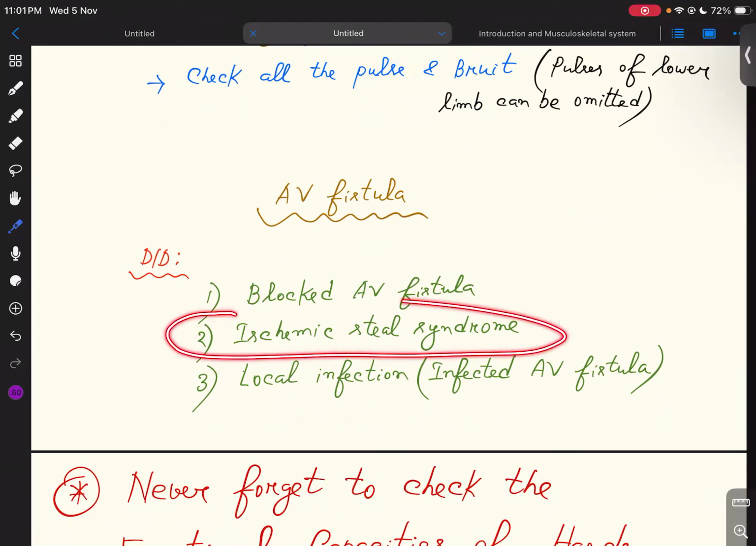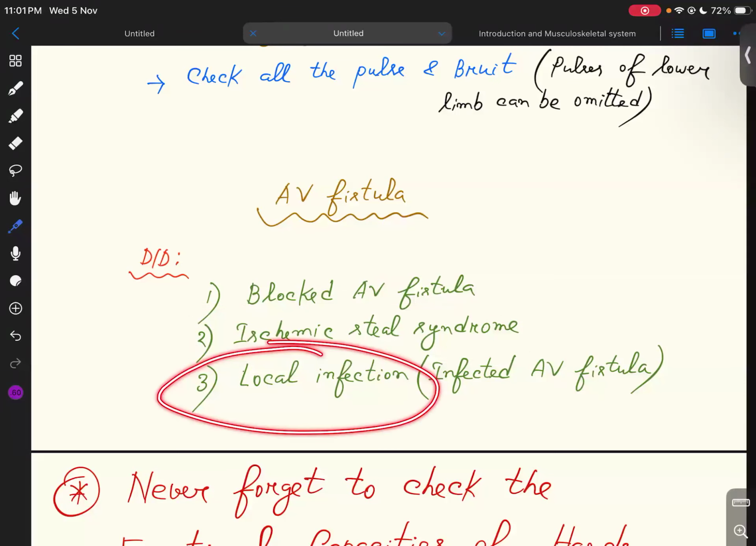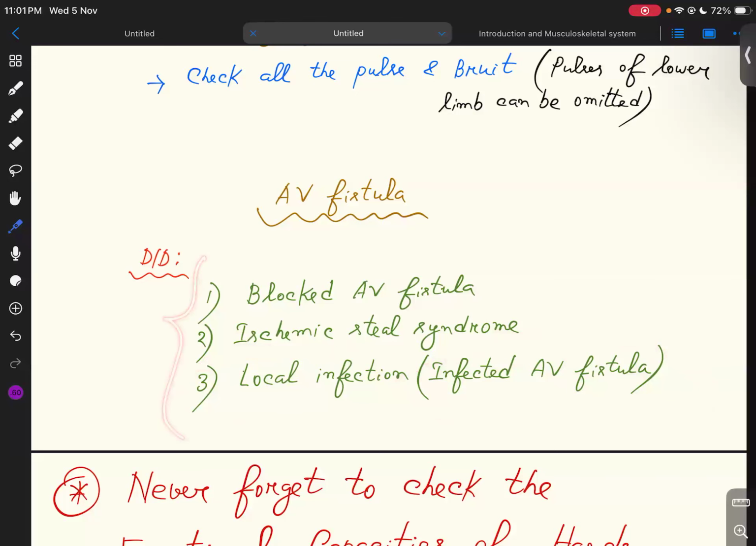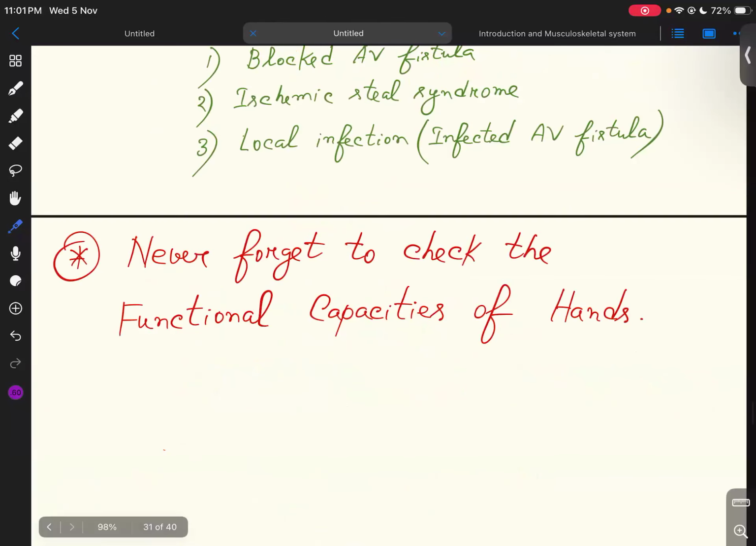In case of ischemic steal syndrome, what happens? The blood is diverted to the proximal circulation, and the distal hand gets less circulation. So we have to feel the temperature of the hand. If there is ischemic steal syndrome, the hand will be pale and cold. Then it can be local infection. We have to feel over the AV fistula, looking for any increased temperature, or we have to look for any redness there, indicating an infected AV fistula. So these are the three causes of AV fistula pain. And whenever any hand pain comes in the exam, we have to check the functional capacities of the hand. And this is the most common thing that most candidates forget to examine.